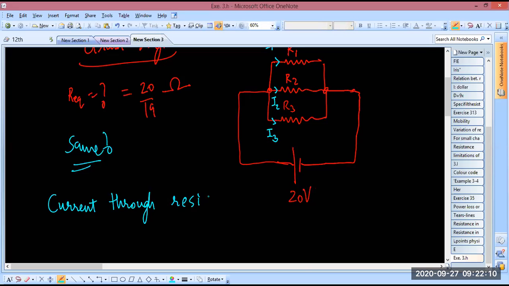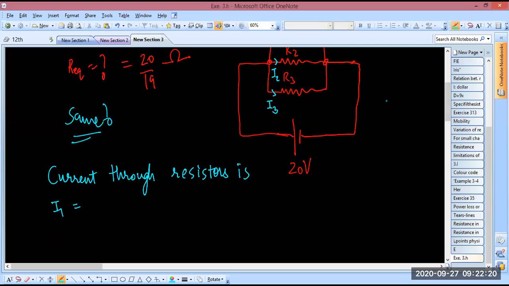So we can easily find out the current through the resistors. I1 is equal to V by R1. What will we do? I1 equal to V by R1.